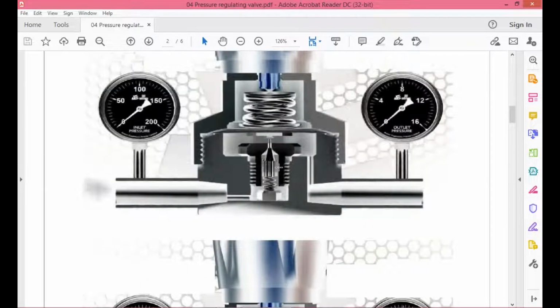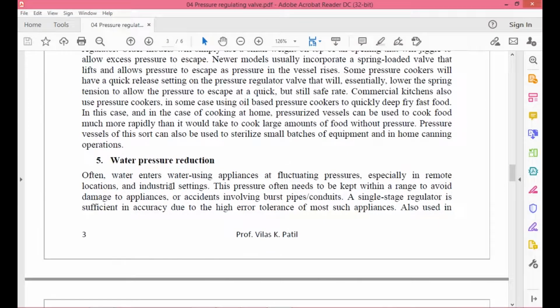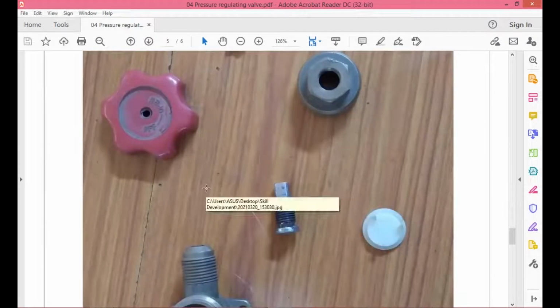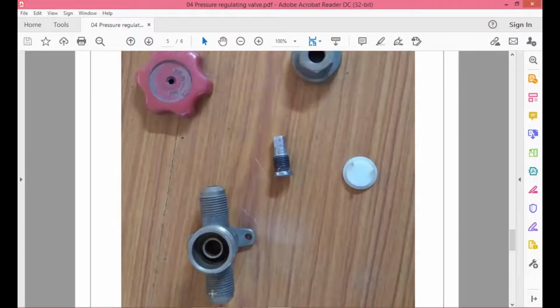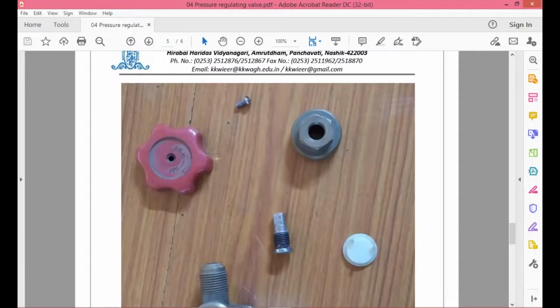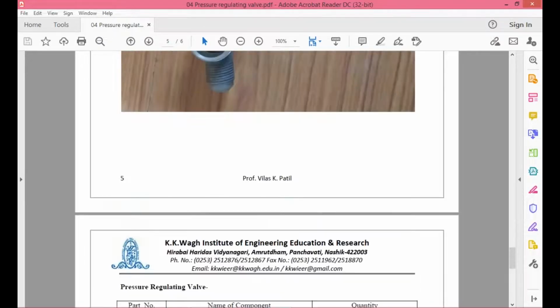So what are the different elements present in the pressure regulating valve? The theory is present, so you can read it properly. I will mail all three of these to you. So these are the details present in our laboratory for the pressure regulating valve. This is the body of the pressure regulating valve, this is the plunger, this is the oil seat, this is a plunger nut, this is a handle for controlling the pressure, and this is a screw for this handle. These are the details about the pressure regulating valve.